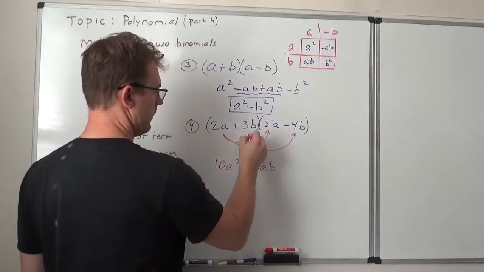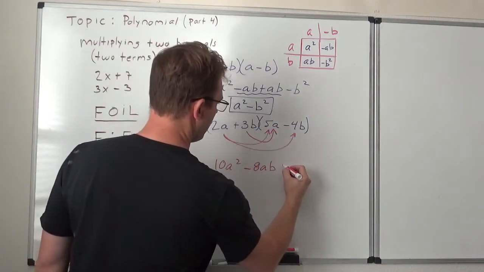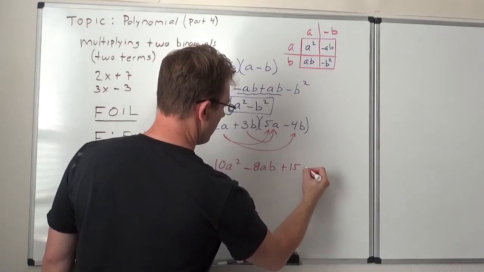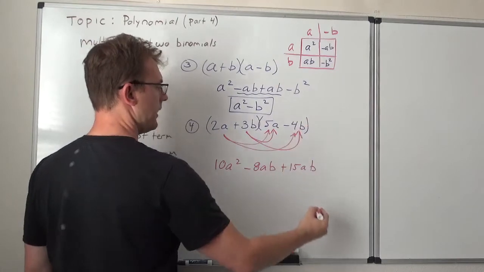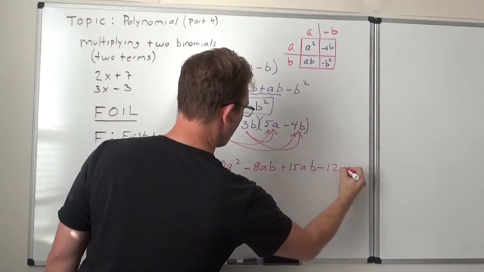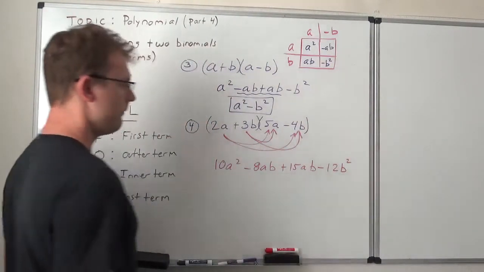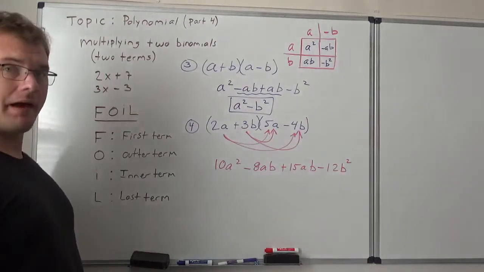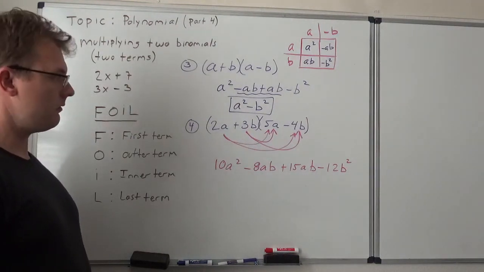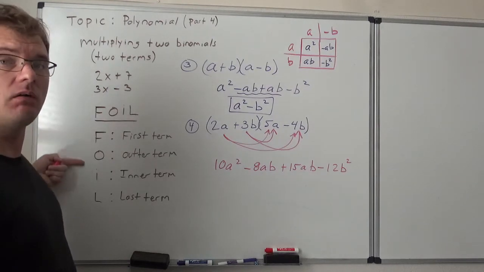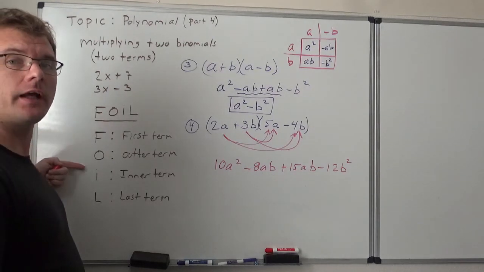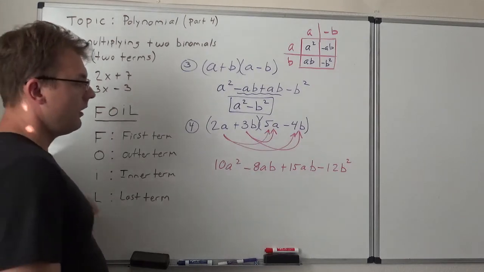AB, inside, outer side. Okay. Making sure you check my math, checking your math. Hope you're following FOIL. You should pretty much know this now. First, outer, inner, last. Okay, combine.